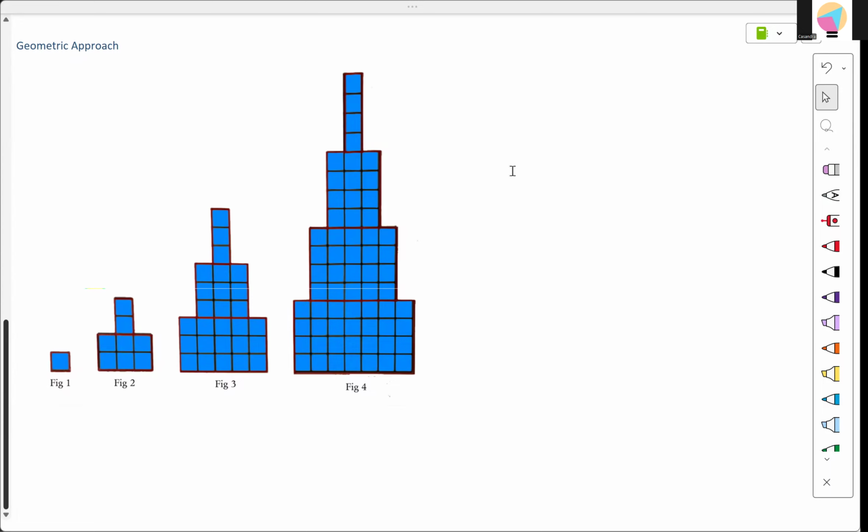So we're going to talk about one of these investigations where it's like blocks, and the shape is growing in a sort of predictable way, and we have to find an explicit formula where we could jump to, say, the 100th figure and still be able to figure out how many boxes there are without having to do all the ones before this.